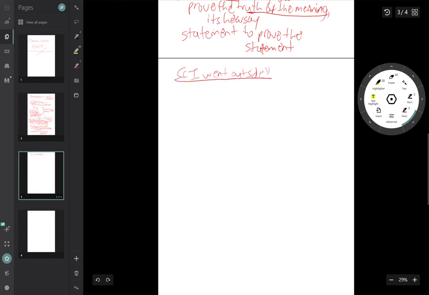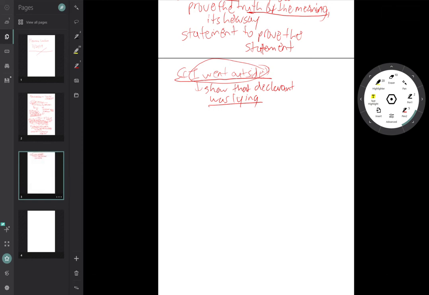Okay, the same statement. What if we're not offering it to prove the truth value? Or we're not offering it to prove its meaning? Okay? What if we're offering it to show that the declarant was lying? So we're literally offering the statement to prove the opposite of what the statement would suggest. We're not offering the meaning of the statement to prove that the meaning was true. We're not offering the statement to prove its truth value.